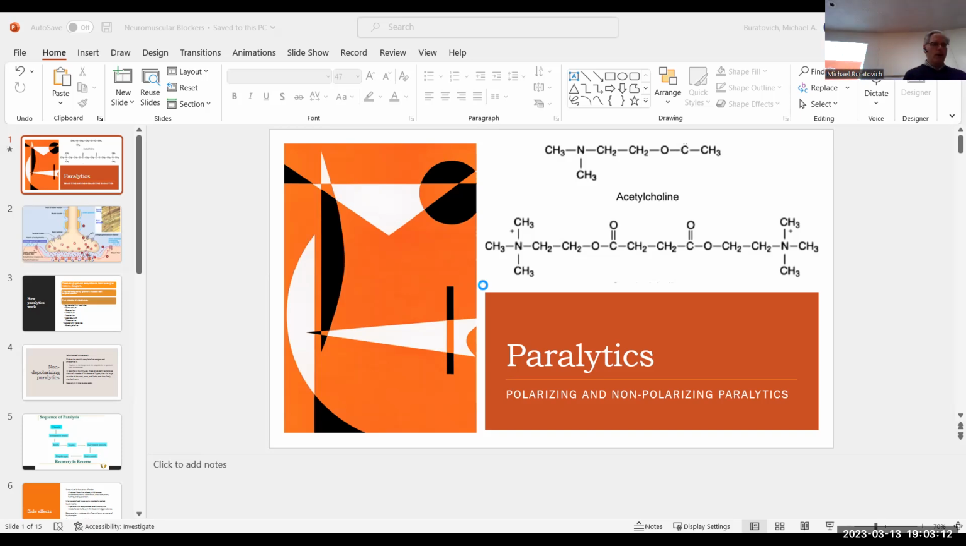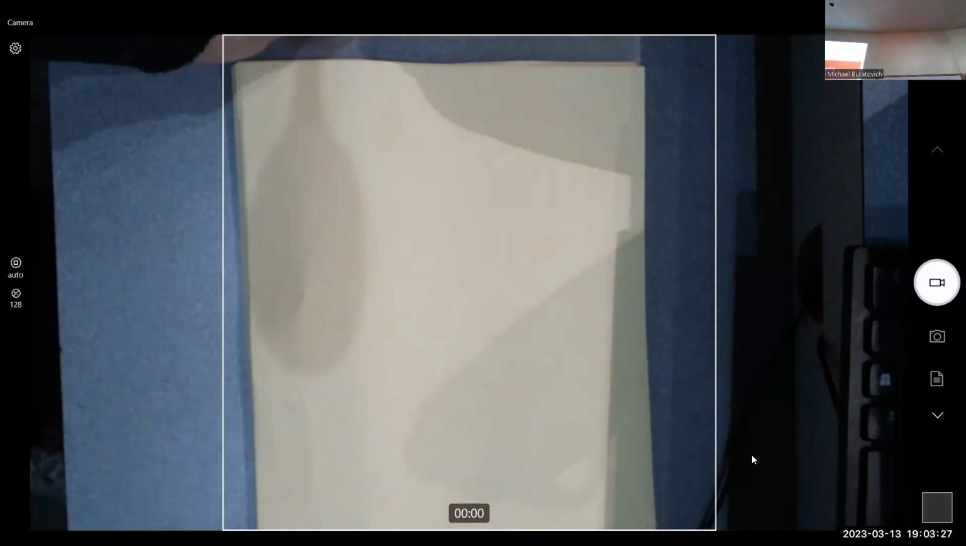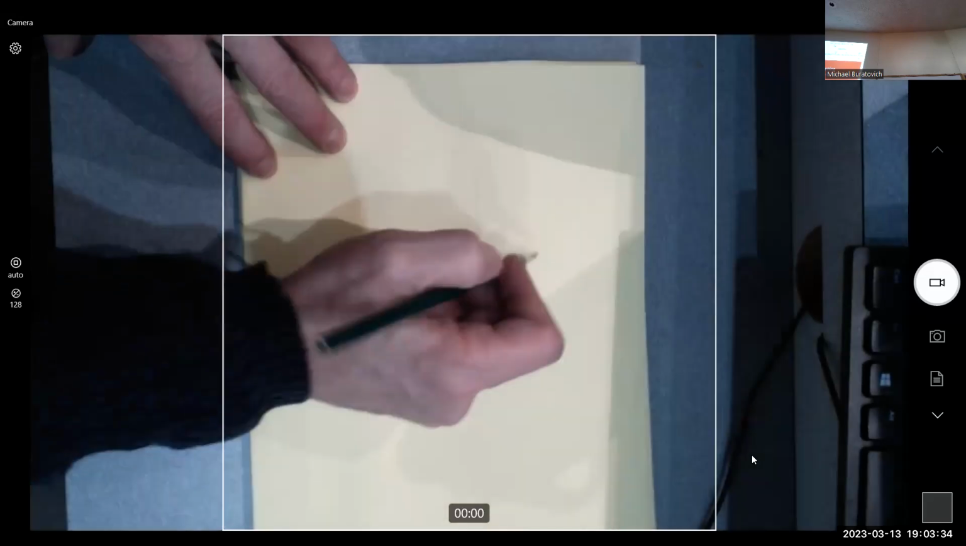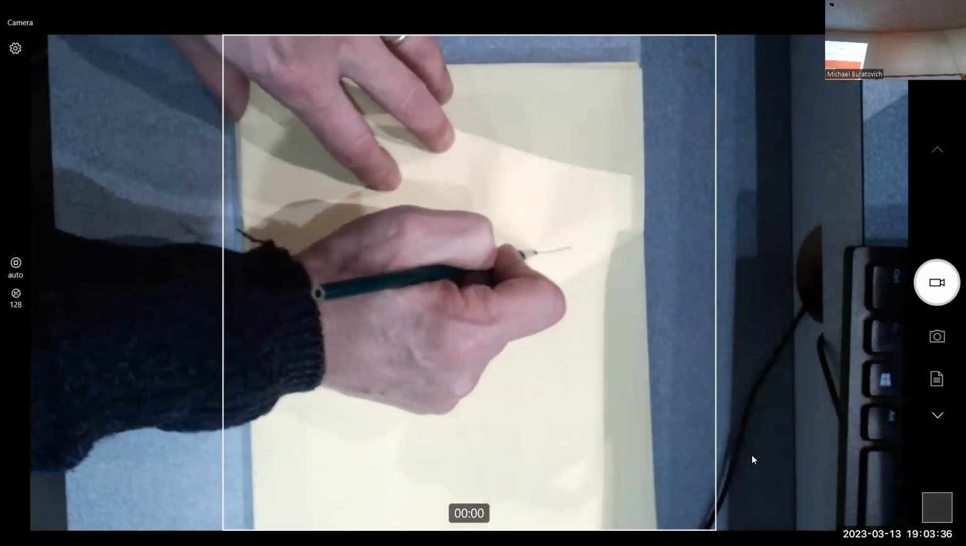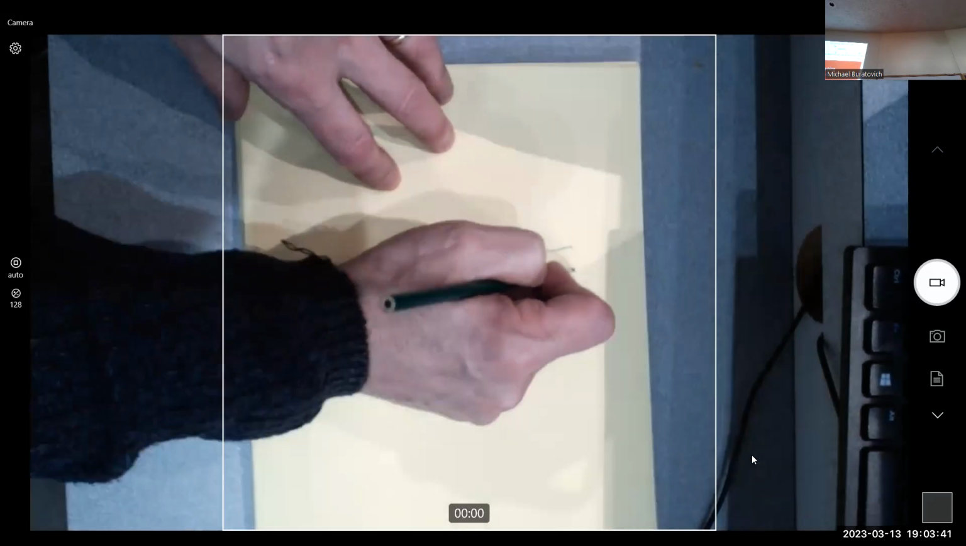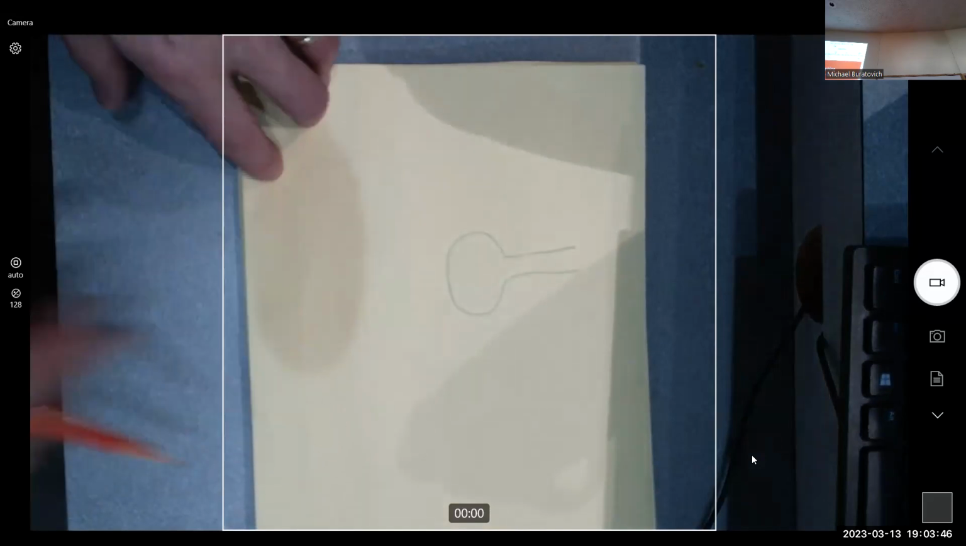So paralytics work at the neuromuscular junction. If we use our little blackboard here, and the shadows on here are tremendous, but we'll do the best we can with what we have. So you have a motor neuron, and that motor neuron axon terminus is going to synapse with.